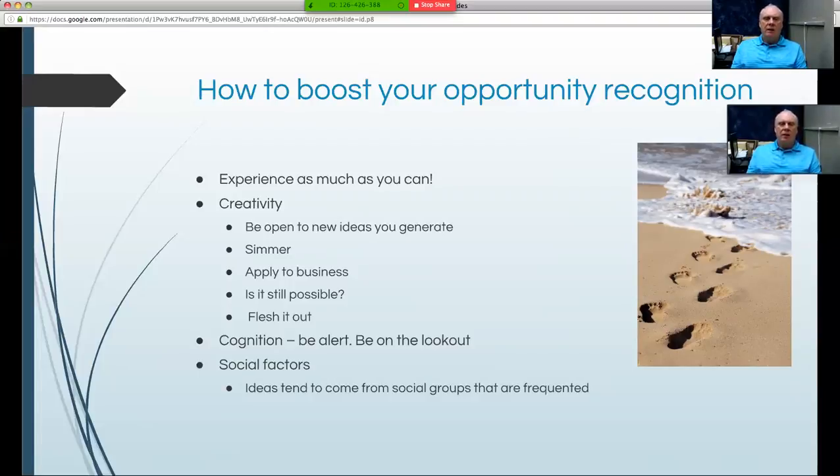Then if you do have an idea, apply it to business. And once you apply it to business, is it still possible? Is it feasible? If it is, then flesh it out. Another way of boosting your opportunity recognition is to always be alert and on the lookout for new business ideas. In other words, be cognizant of business opportunities. Another way is through circulating in social groups. Have many different social groups that you're able to tap into.